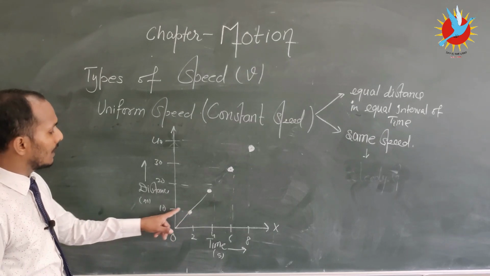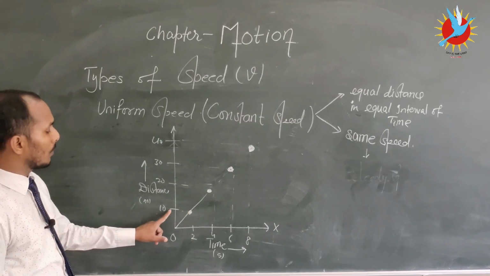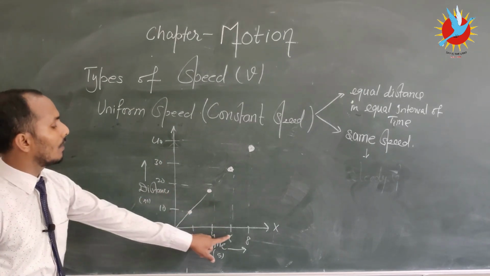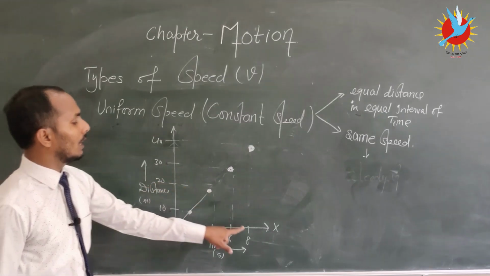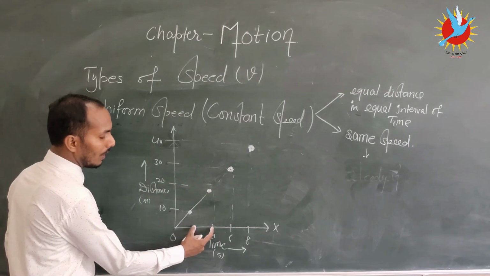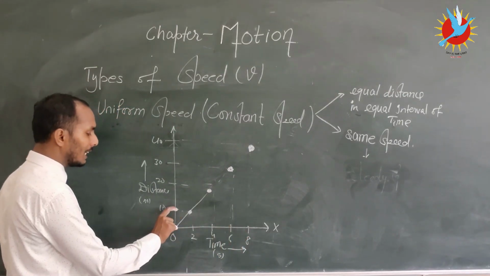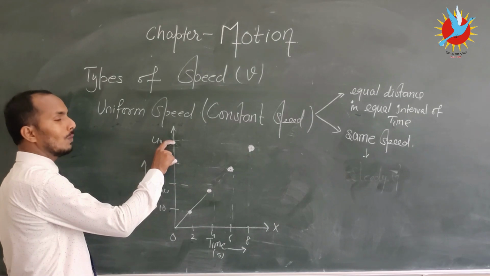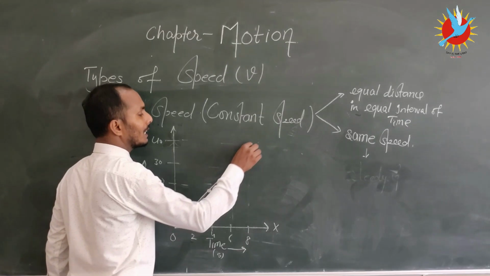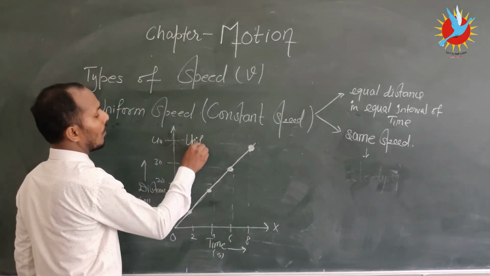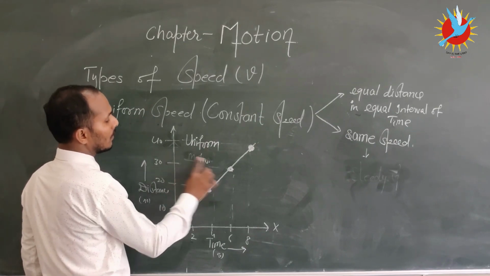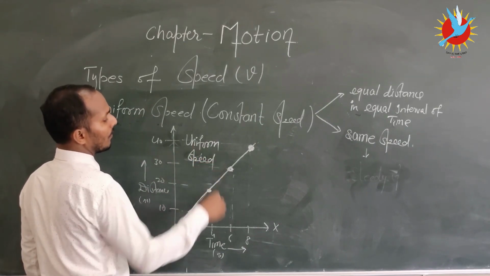After 2 seconds the position of the body is 10 meter, after 4 seconds the position is 20, after 6 seconds its position is 30, then after 8 seconds its position is 40. Then we take equal time intervals, and the body covers equal distance, so it is said to be uniform motion, and it is a straight line graph. This is the graph of uniform motion, or the uniform speed graph.